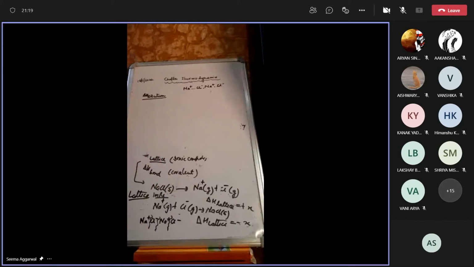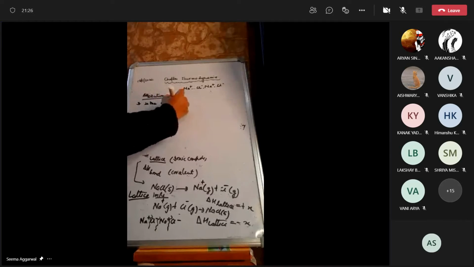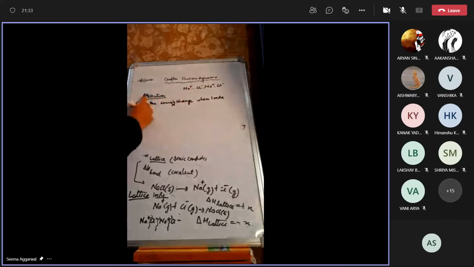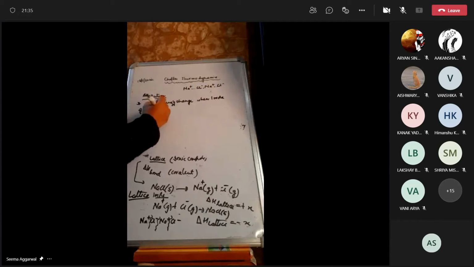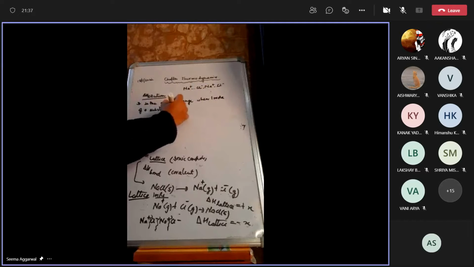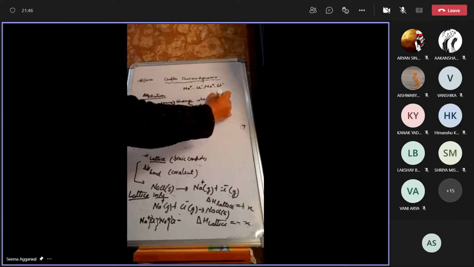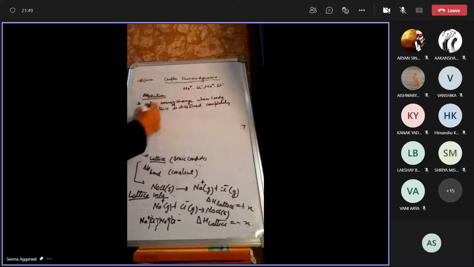Now delta H solution means enthalpy of solution. It is the energy change when 1 mole of a substance is dissolved completely in a specified amount of a solvent.